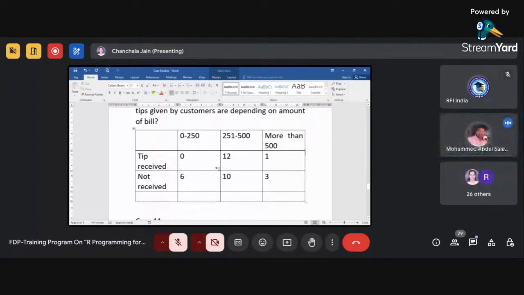Sorry to interrupt you, madam. Suppose, for example, 20 waiters are working in the restaurant, and out of 20, 14 received tips and the remaining 6 may not have received. So that is why we should write 14 tips received and 6 not received, I think. Okay, sir. Okay, ma'am. We will proceed further. Thank you, ma'am.